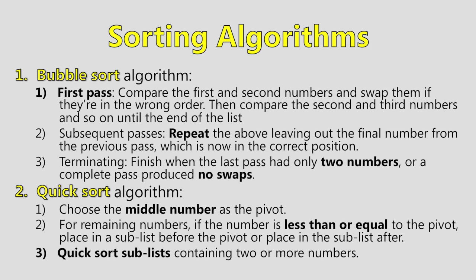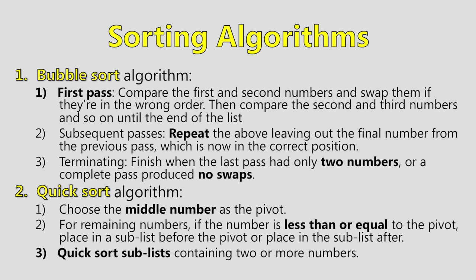You can write out each little swap in a table, and that is 1 pass, or if you're clever, you can do 1 pass in your head and just write down each pass, but the question should specify. Number 2, for subsequent passes, repeat the above, leaving out the final number from the previous pass, which is now in the correct position if you're ordering it that way. Number 3, terminating. Finish when the last pass has only 2 numbers or a complete pass has produced no swaps. So that's pretty self-explanatory.